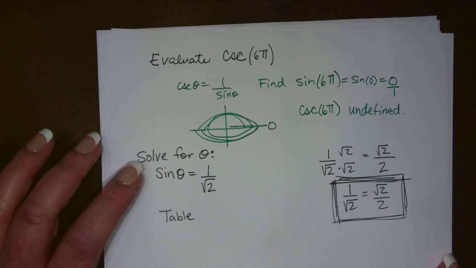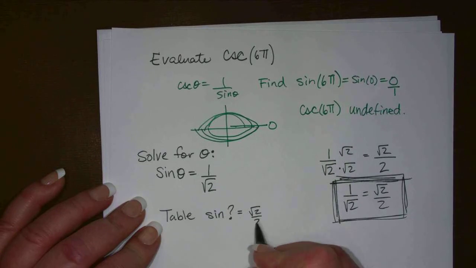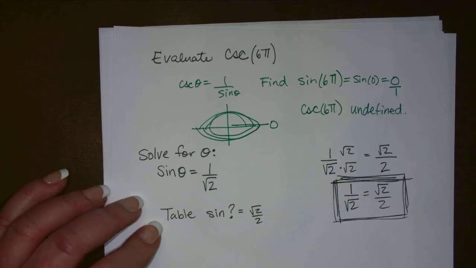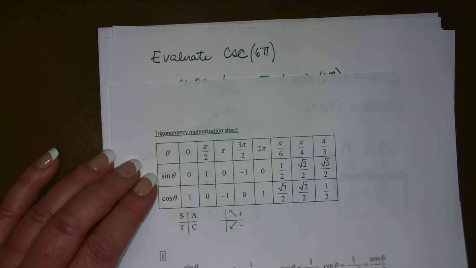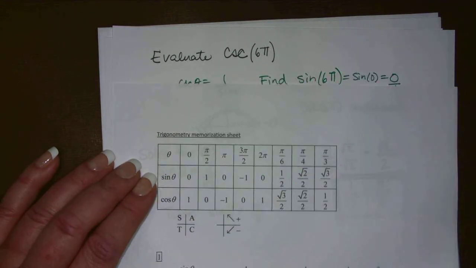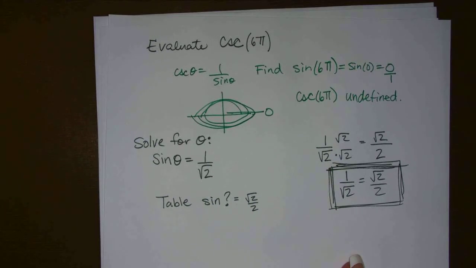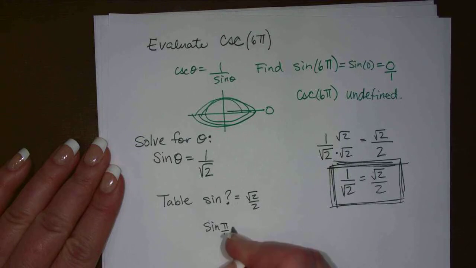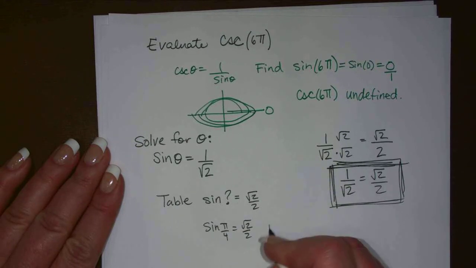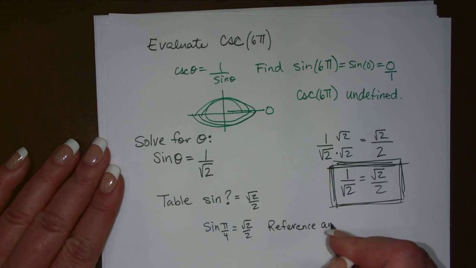On the table, we're looking where sine equals root 2 over 2, or 1 over root 2. Where does it equal root 2 over 2? At pi over 4. So we're working our way backwards. Pi over 4 is our reference angle. Sine of pi over 4 equals root 2 over 2. So our reference angle is pi over 4.